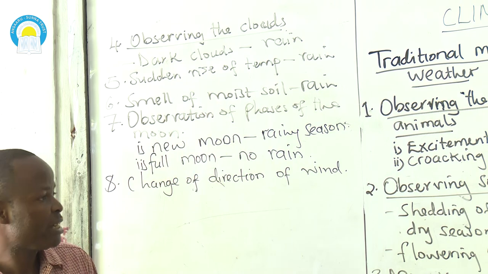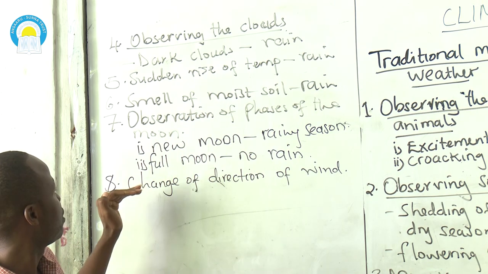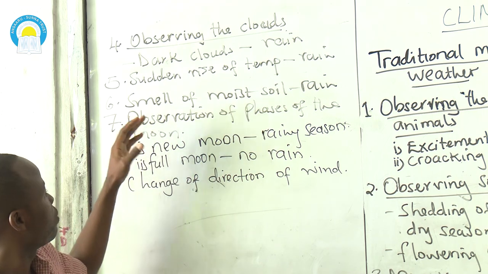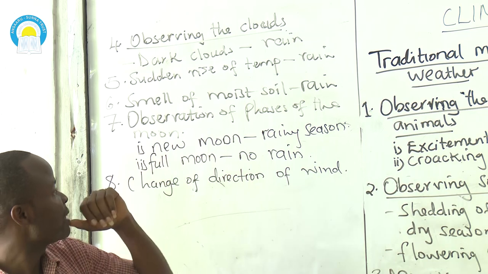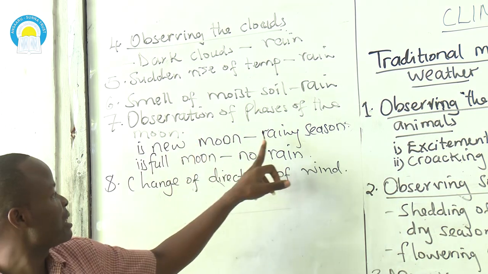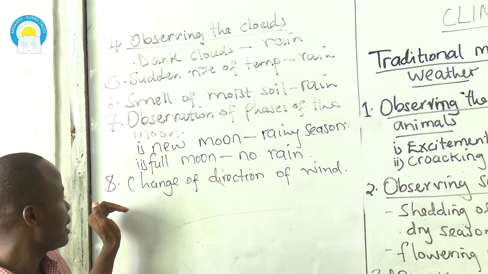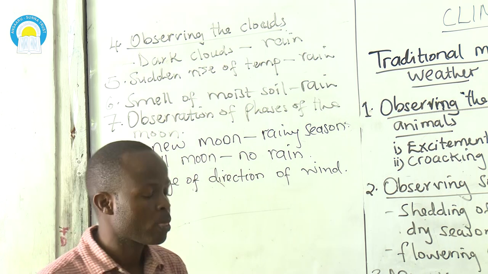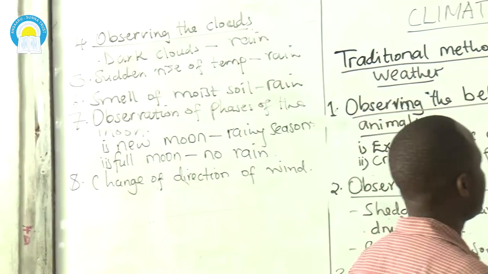Sudden rise of temperature, especially at night, shows that it is soon going to rain. Smell of moist soil also indicates rainfall. Observation of the phases of the moon, new moon indicates rainy season, while full moon indicates no rain. And lastly, change of direction of wind. Let us move to the modern methods of observing weather now.